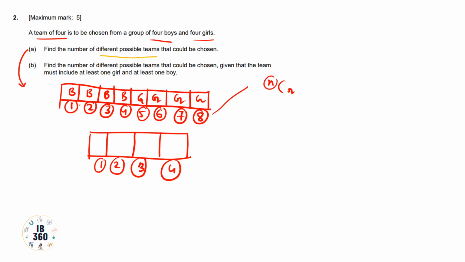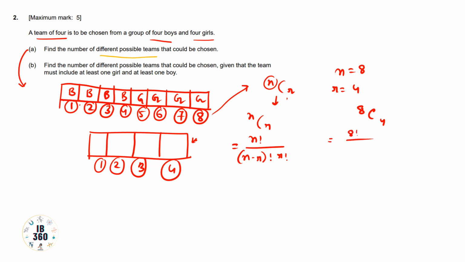Here n is the total number of cases, and r is where we need to fit it. So now here n is 8 and r is 4. So basically we need to find out 8C4. The formula for nCr is equal to n factorial divided by (n minus r) factorial into r factorial. So here 8C4 is equal to 8 factorial divided by (8 minus 4) factorial into 4 factorial. So we are getting 8 factorial divided by 4 factorial into 4 factorial.